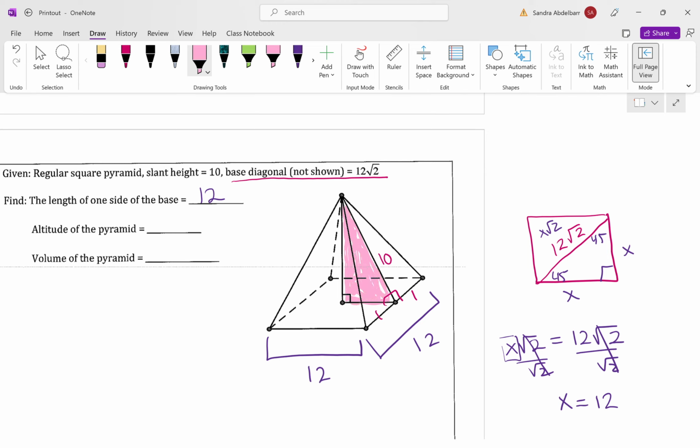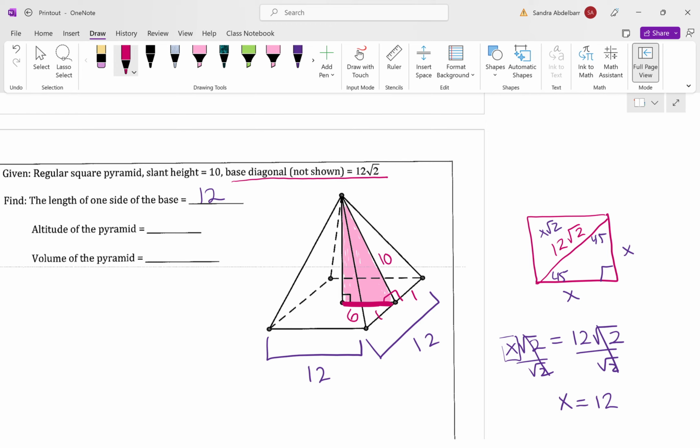In this pink right triangle, I know the hypotenuse is 10. Can somebody tell me what's the bottom side of this right triangle? How long is it and why? So this side I'm highlighting. How long is that side, and how do you know? Michael, how long is that side and how do you know? I think it's 6. It is 6. Why? Because it is half the side length. Good, because the altitude connects to the center, it's half the side length.